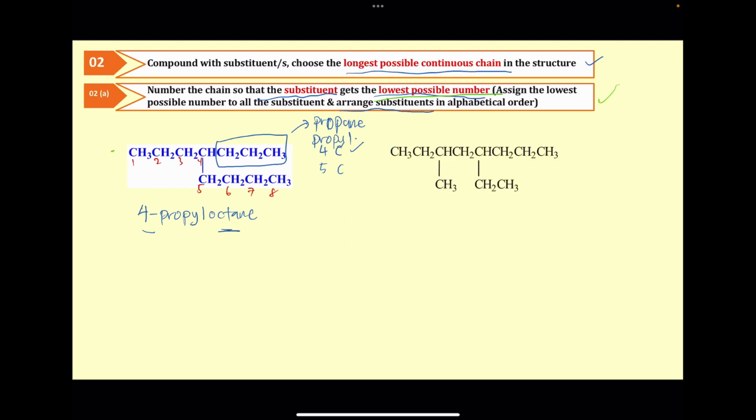We look to the next example. Dekat sini kita kena try and error lah untuk cari the longest chain of carbon. 1, 2, 3, 4, 5, 6, 7 and 8. Okay, 1, 2, 3, 4, 5, 6, 7 and 8.